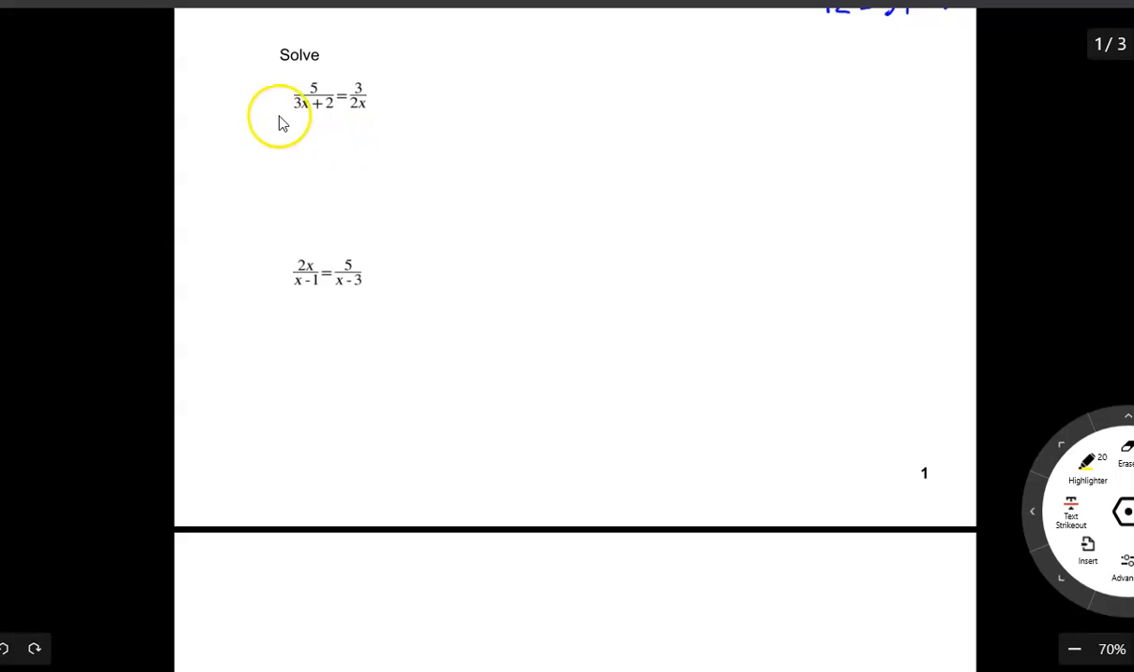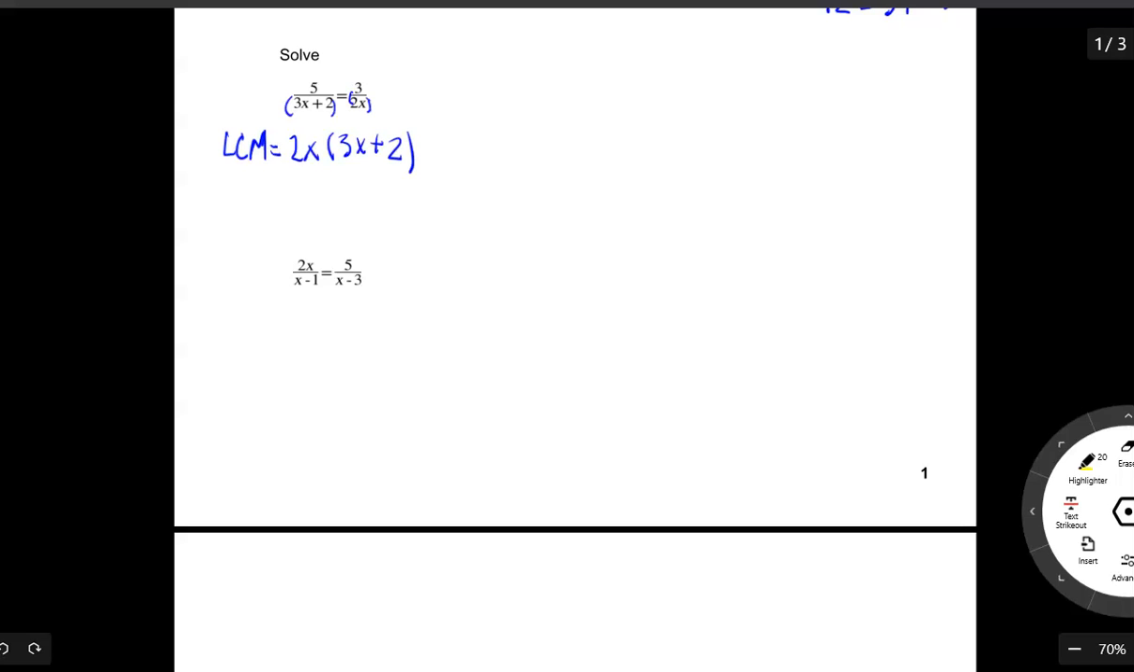In this case, our denominator is 3x plus 2. That doesn't factor, and then 2x is just one term, so that doesn't factor. So our least common multiple is just going to be those two denominators times themselves. Because they don't factor, we're just taking the two of them times each other.